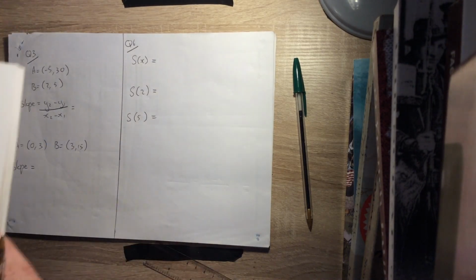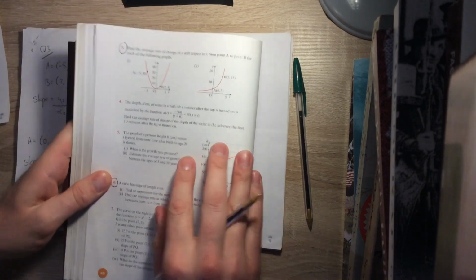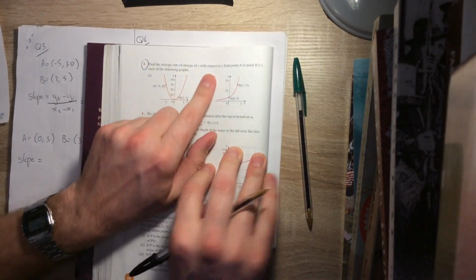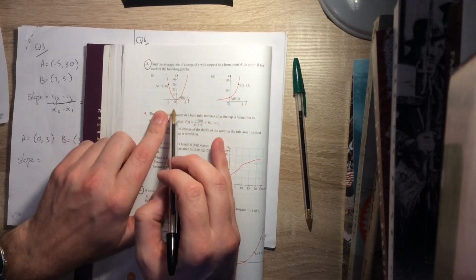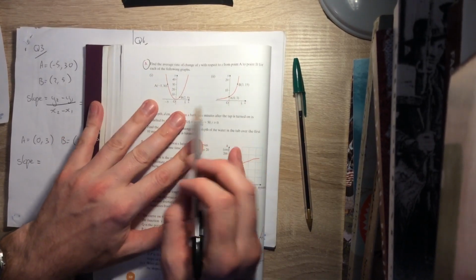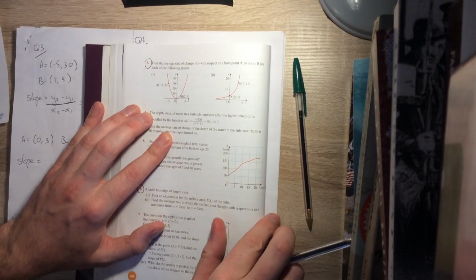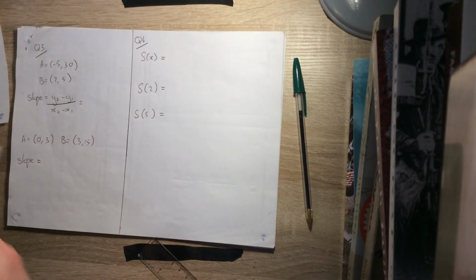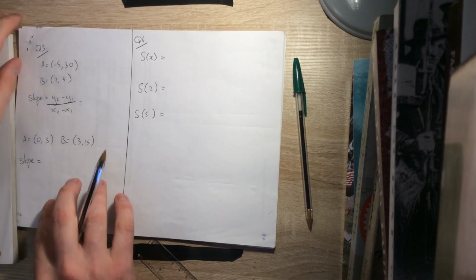Question 3 asks us to find the average rate of change of y with respect to x from point A to point B for each of the following graphs. So we've got two graphs here, but really we don't need the graphs. If we have the 2 points, all we're being asked to find here is a slope. So I'm going to work with that now.